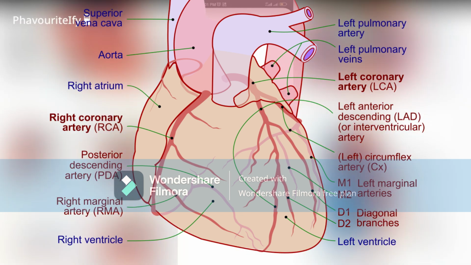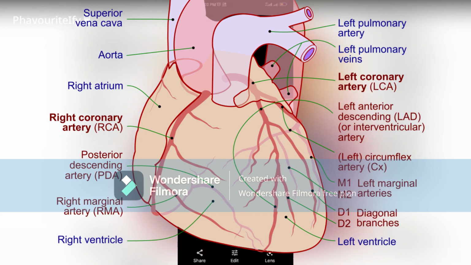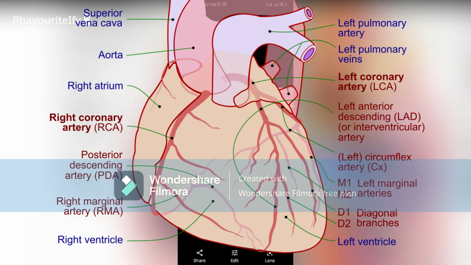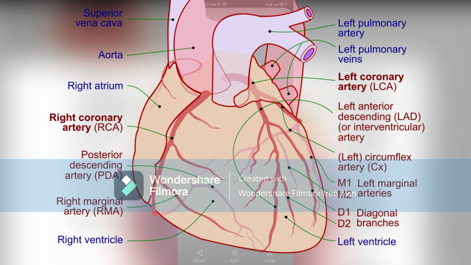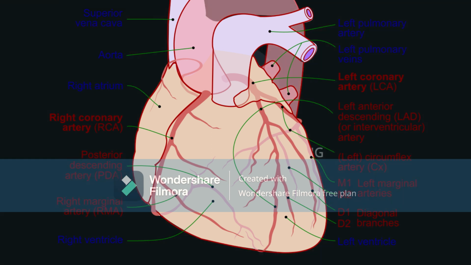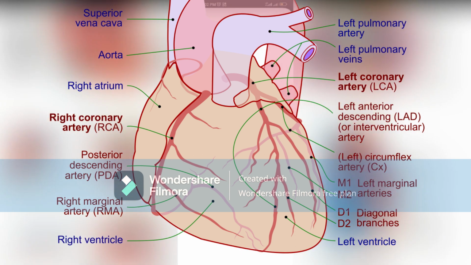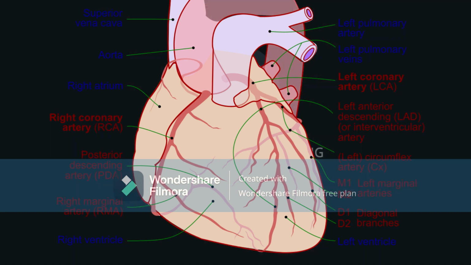While the left coronary artery supplies the left atrium, most of the left ventricle, part of the right ventricle, most of the interventricular septum, including the atrioventricular bundles, that is the bundle of His. And also it supplies the SA node, that is the left coronary artery.